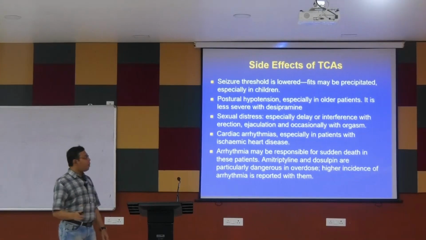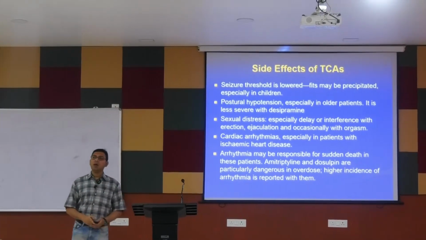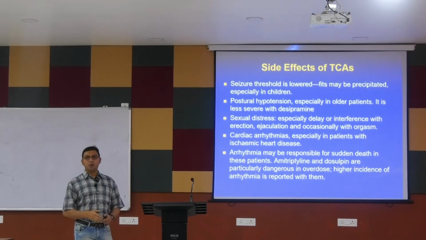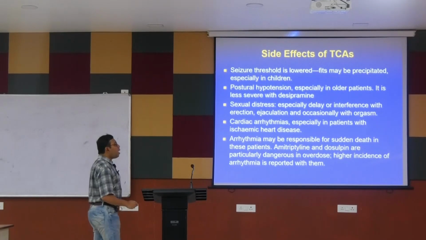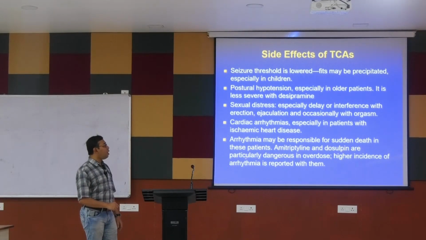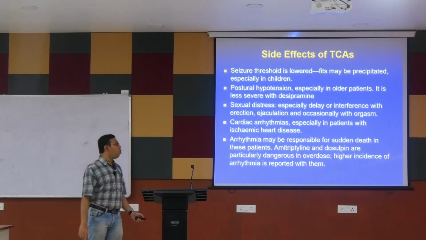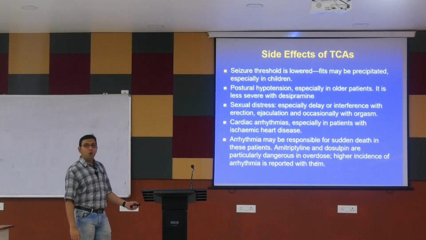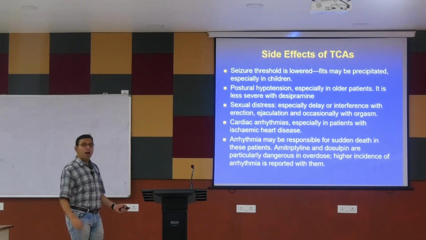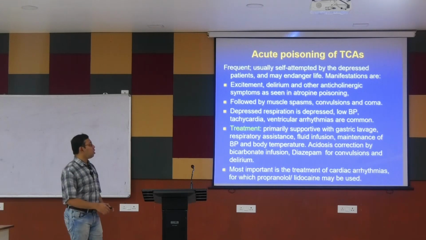Cardiac arrhythmia may happen in patients with ischemic heart disease because many of these patients are elderly. So, there may be some problems with the ischemia in the heart. Arrhythmia may be responsible for sudden death in some patients. Amitriptyline and dosulepin are particularly dangerous in overdose. This amitriptyline overdose is very common in our country also. A higher incidence of arrhythmia is usually caused by these overdoses.